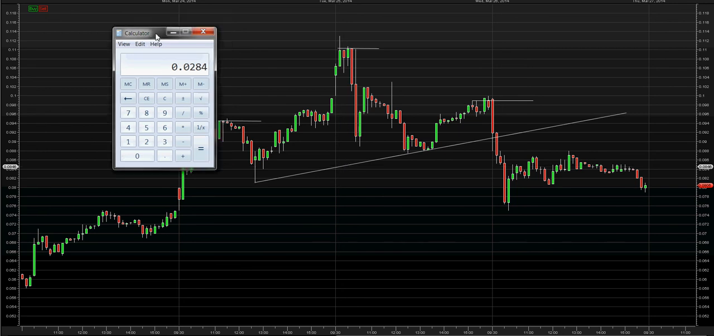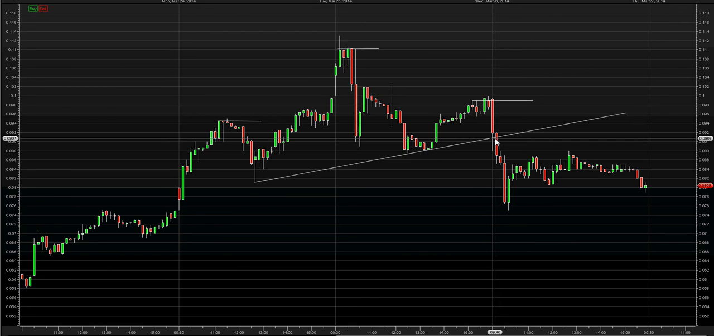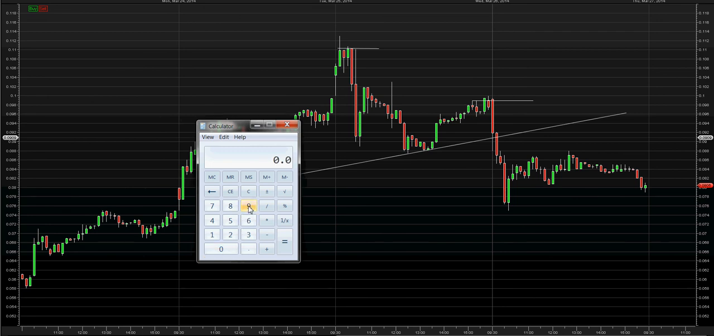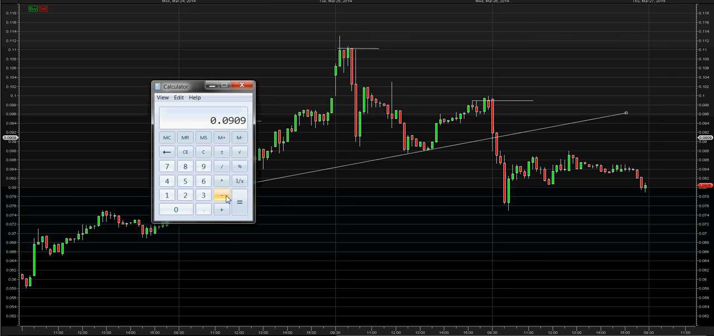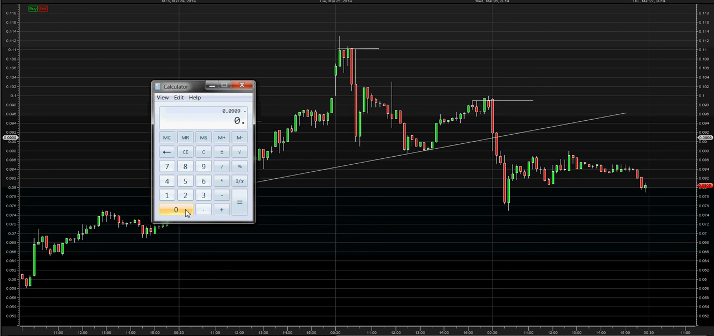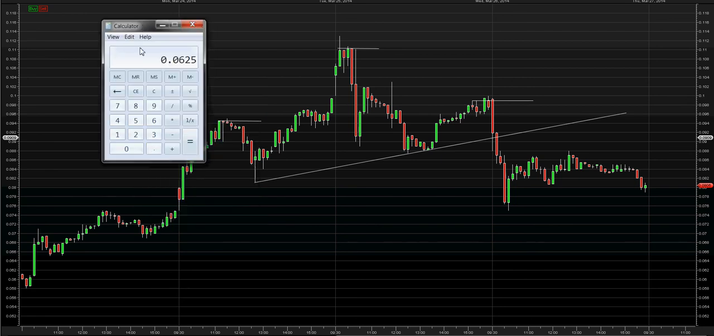What do we do with this number? You take the price at which the neckline is broken, which we'll say comes in at 0.0909, and subtract the distance from the head to the neckline, which was 0.0284. And we get a price target. So the head and shoulders pattern is projecting a price target of 0.06 and a quarter.